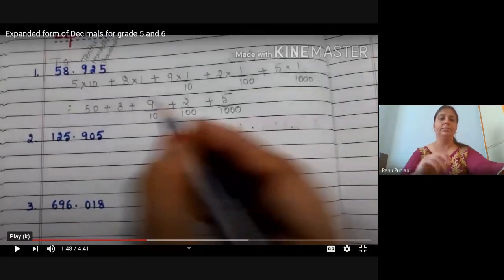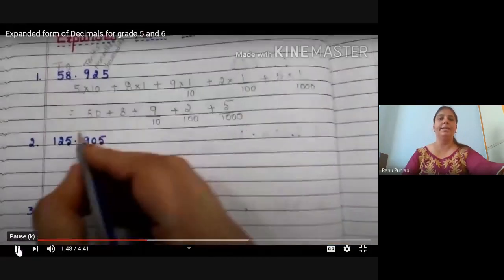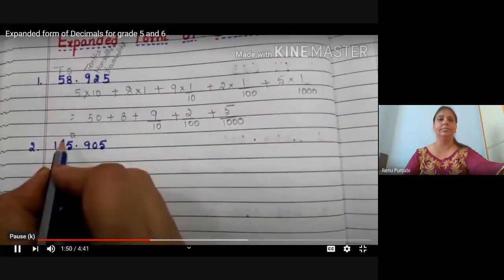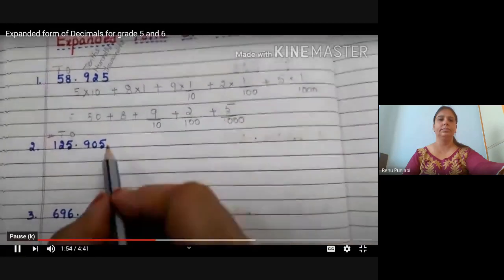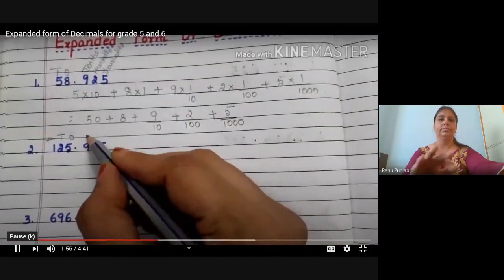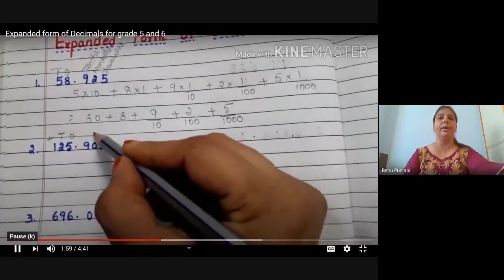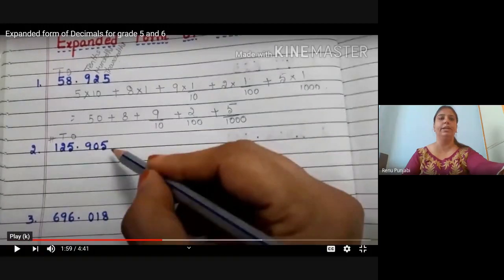First, 5 is in ones place, 2 is in tens place, 1 is in hundreds place. Okay, coming to the decimal part, 9 is in tenths place, 0 is in hundredths place. Children, if you remember in grade 4, we have learned when 0 will come, how we will write it into the expanded form. Please pay attention here.